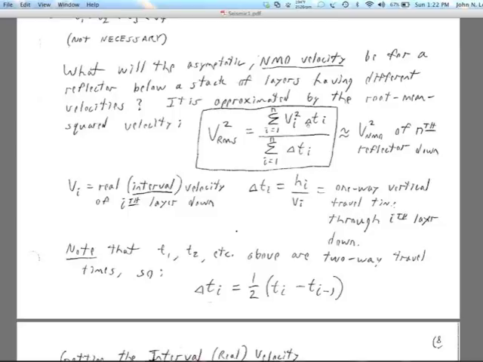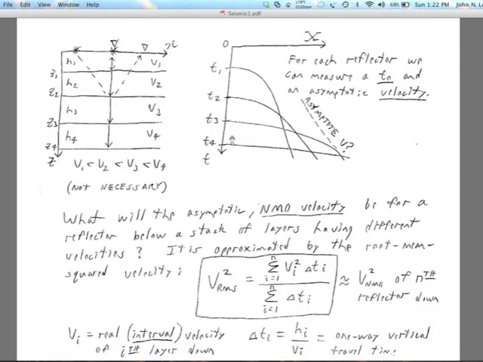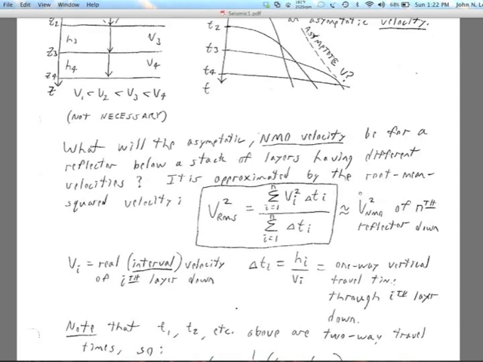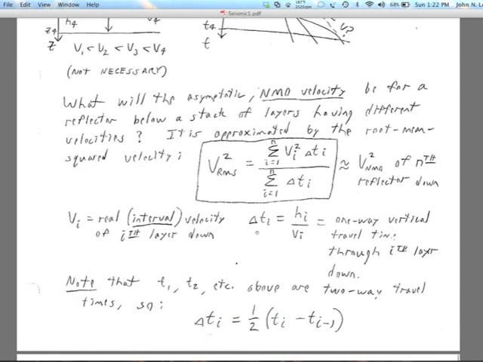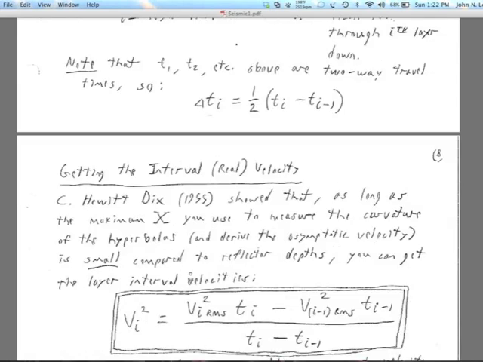Now, I've said we can observe the RMS velocities. If you're given a stack of layers, so you know what the geology is, you know what the velocities are, you know what the depths are, you can calculate the RMS velocity. But that's not a very realistic situation, because usually you see just the data. You have the times and you have the asymptotic velocities. You have the RMS velocity of each reflector. Can you get back and extract the individual interval velocities of each layer? And the answer is yes, you can.